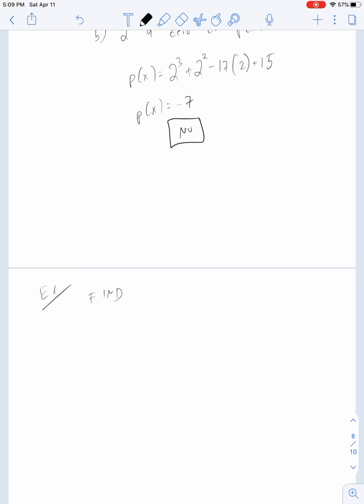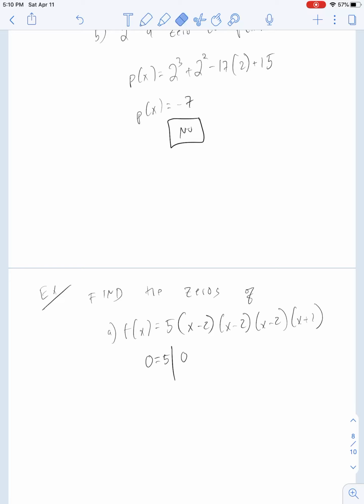All right, how about I ask you to find the zeros of, this is a nice example, f of x equals 5 times the quantity x minus 2, times the quantity x minus 2, times the quantity x minus 2, times the quantity x plus 1. It's in factored form, so we learned that we set each factored form equal to 0, right?